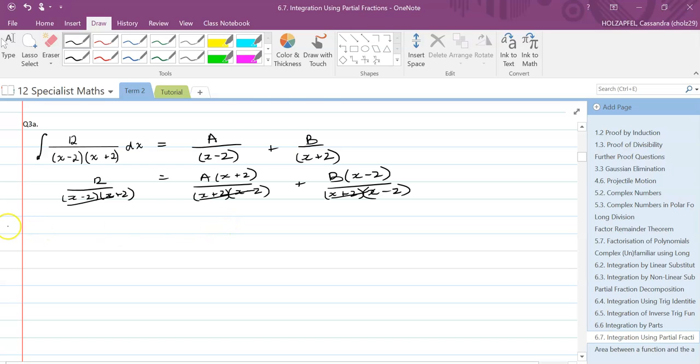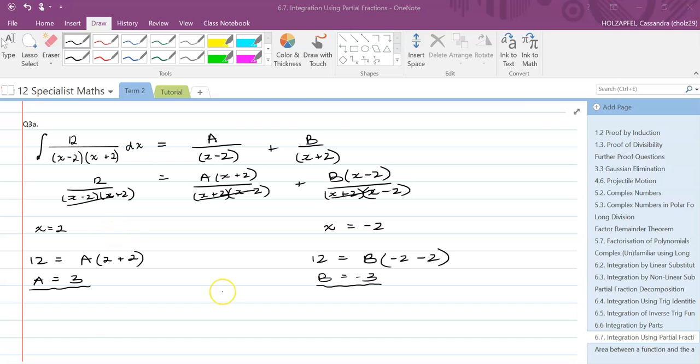So what we're going to do is substitute in those values of x that are going to eliminate one of our variables. So let's test x is equal to 2, and that will eliminate my b term to solve for a. And then let's test x is equal to negative 2, because that will eliminate my a term. So let's go ahead and substitute those values of x in now. Just like we did before, nice simple substitution.